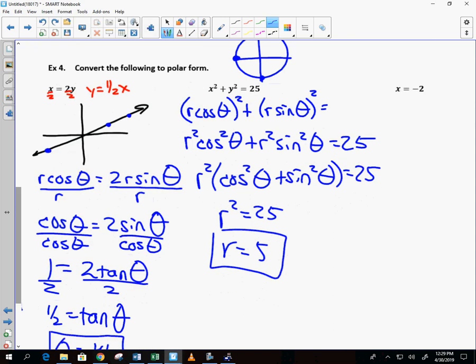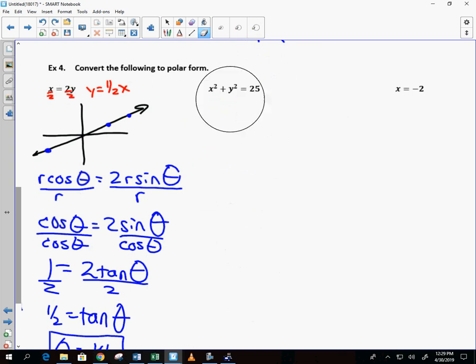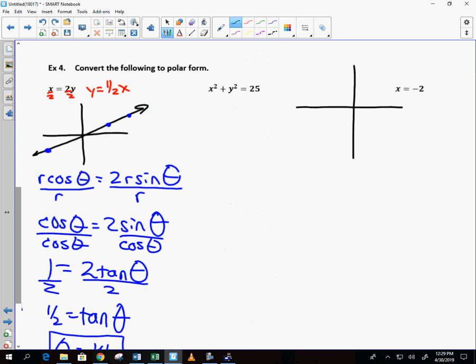Let's look at our last one. x equals -2. What does that look like? It's a line. What kind of line? Vertical line. And you all know that if I draw a vertical line through x equals -2, here I have it. I want you to now think about the r and theta values. Suppose I pick a point here, and suppose I pick a point down here. The r and theta values, are they the same or are they different?